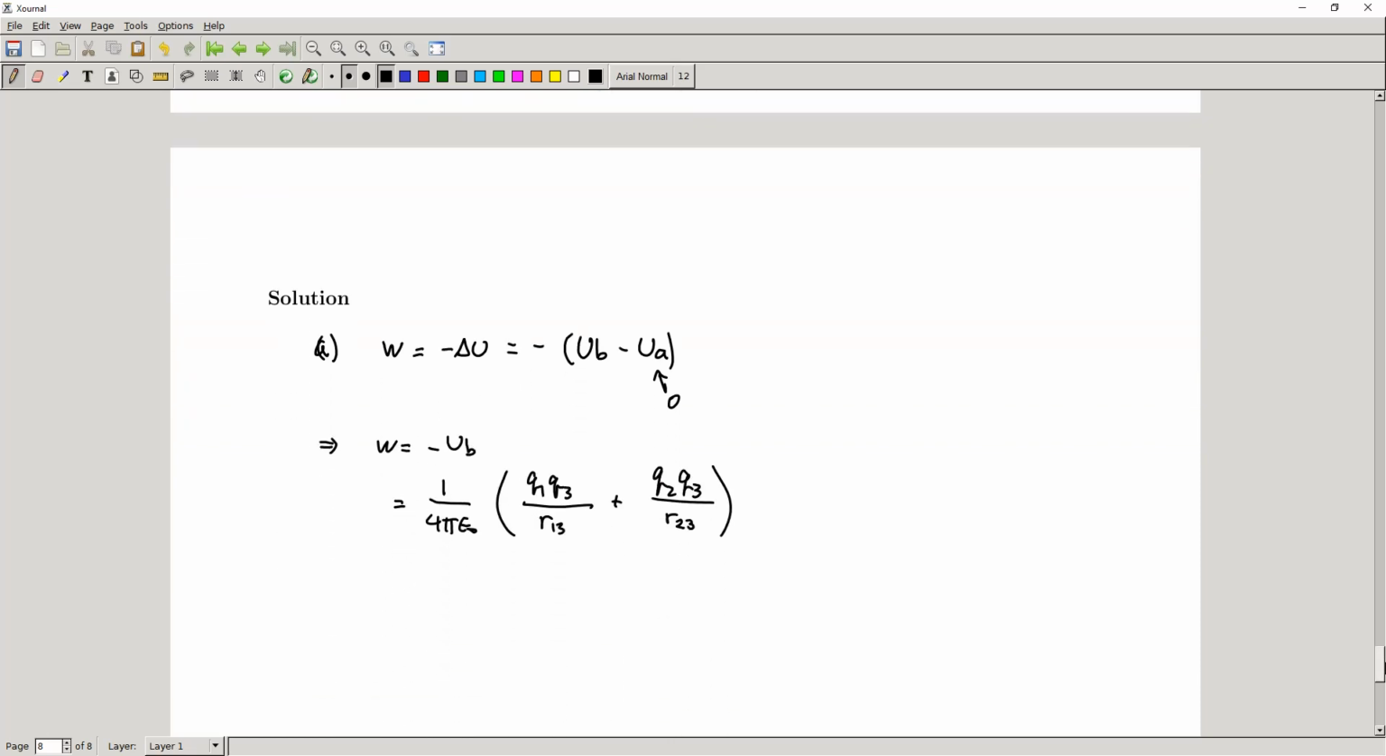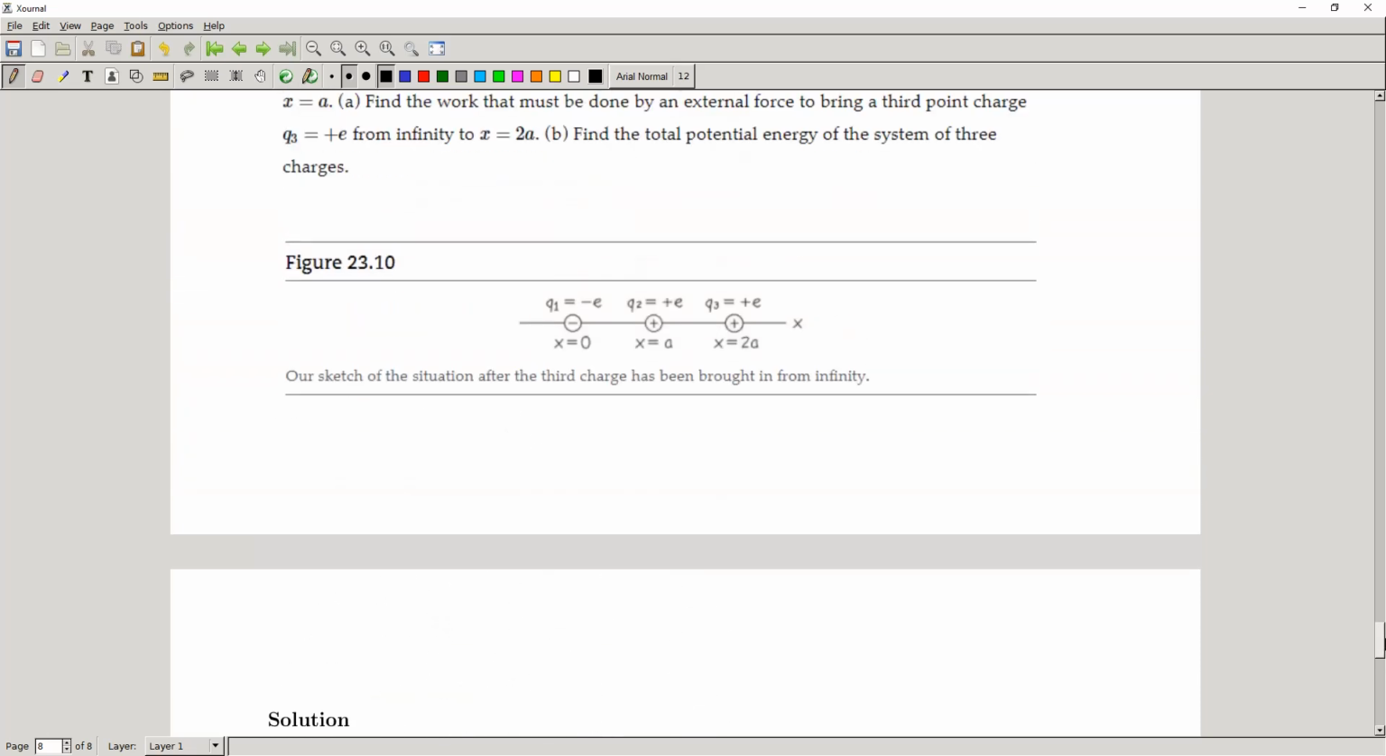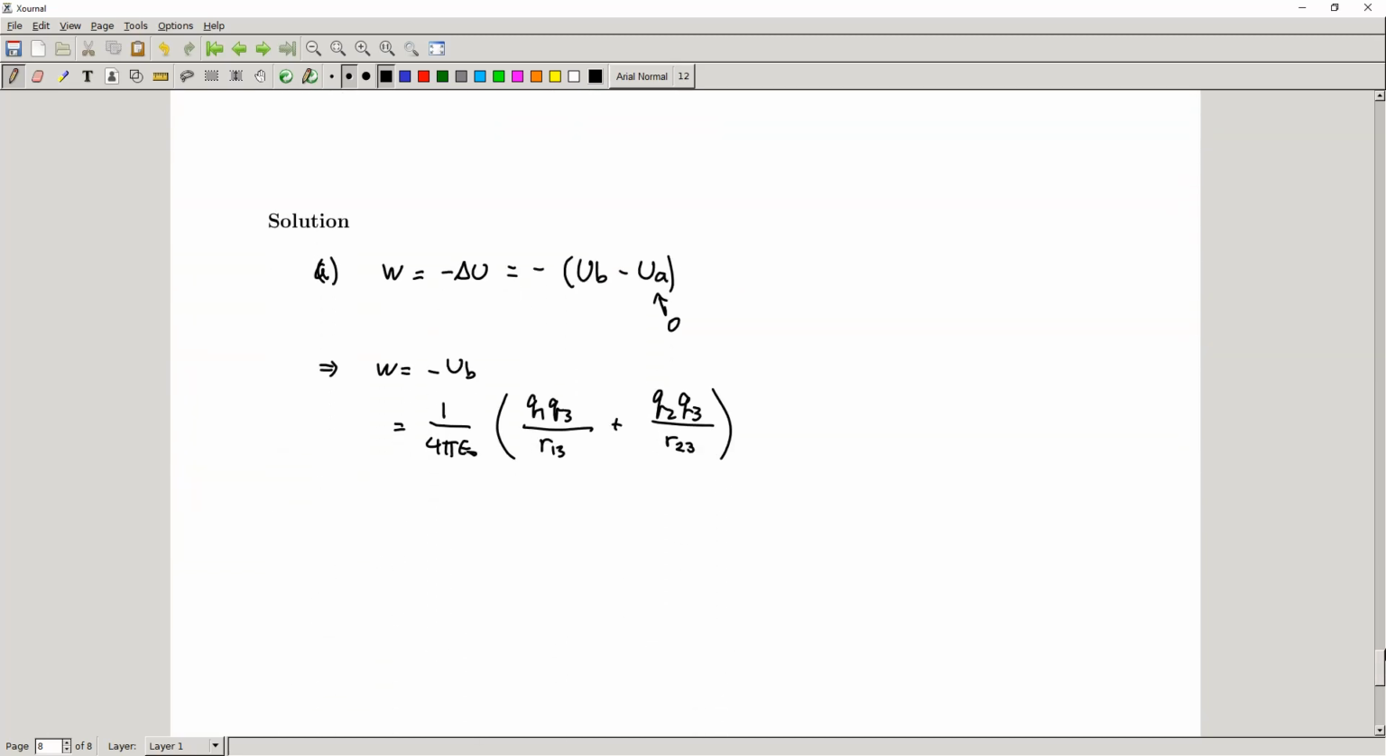And so we can start subbing these things in. We know what the charges are. We know that Q1 is minus E, Q2 is E, and Q3 is E. So let's start subbing these things in. We're going to end up with 1 over 4 pi epsilon naught, and then we're going to have minus E, E plus E, E over 2A, A. Okay? And so why is that?